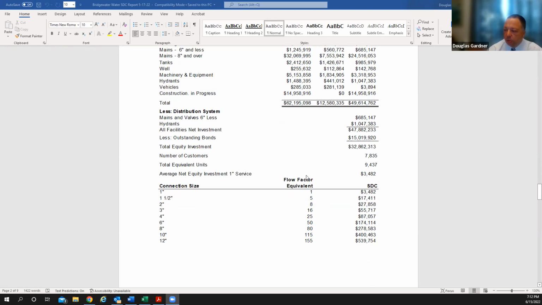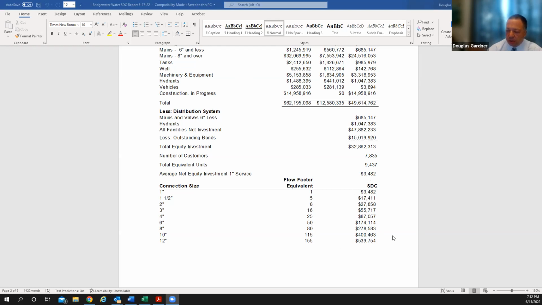And then, as I mentioned, we have the flow factor equivalent. So a 1.5 inch connection can flow 5 times the amount of water. These ratios are all established by the American Water Works Association. So it would be $3,482 multiplied by 5, which is $17,411. And then as you have larger connections, the charge goes up.